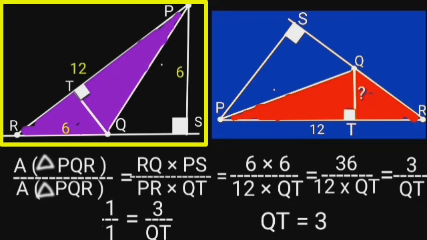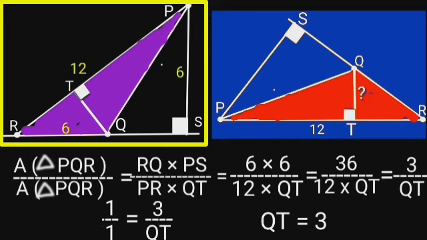Triangle PQR in the first figure has base RQ and its corresponding height PS. In the second figure, triangle PQR has base PR and its corresponding height QT. By our formula, area of triangle PQR upon area of triangle PQR is equal to RQ into PS upon PR into QT.